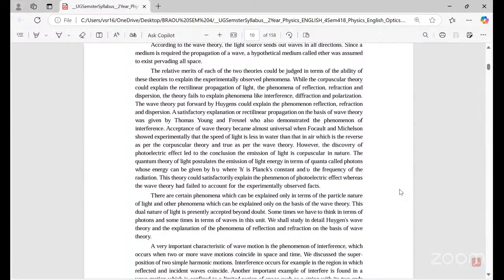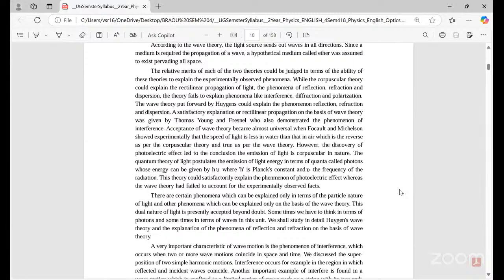So here the photoelectric effect is to conclude that the emission of the light is corpuscular in nature. Okay. So why? Because there is only one particle. The particle is an electron, which has a mass and such a velocity that it moves from the cathode to anode, and it constitutes the current. So that is the thing here.